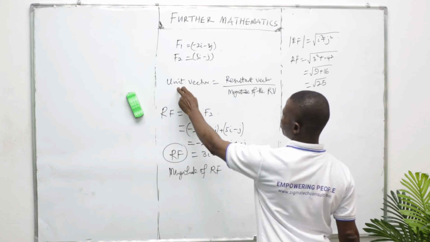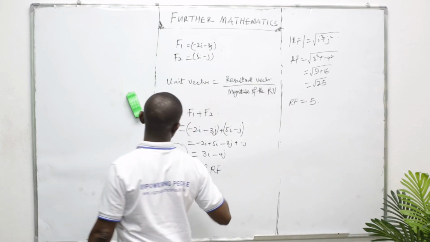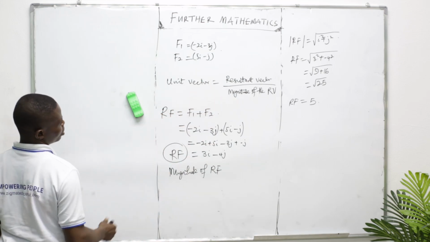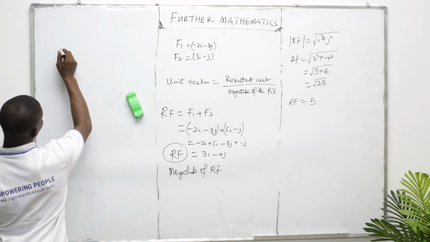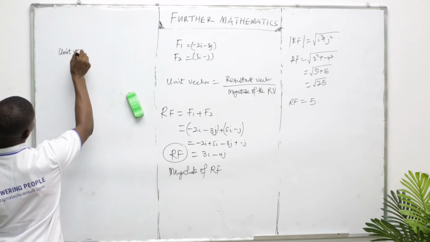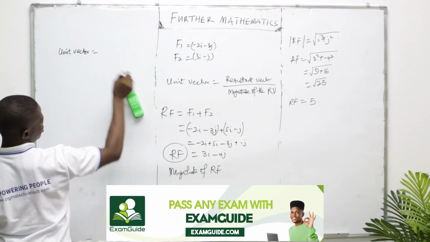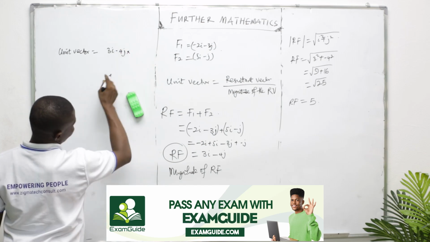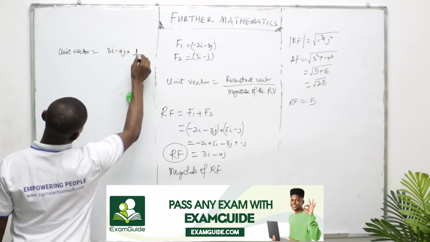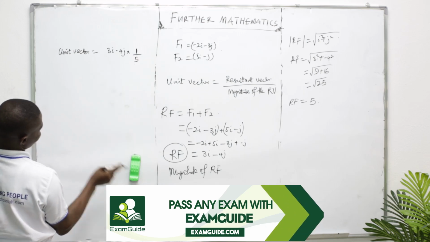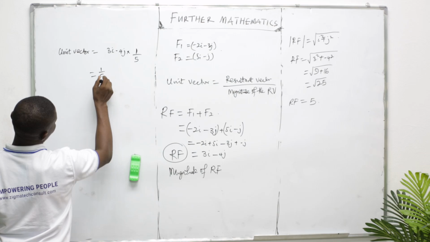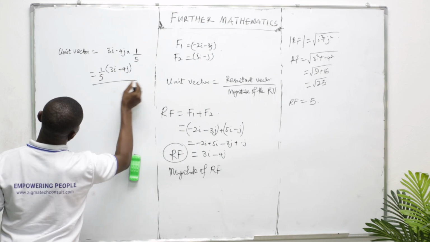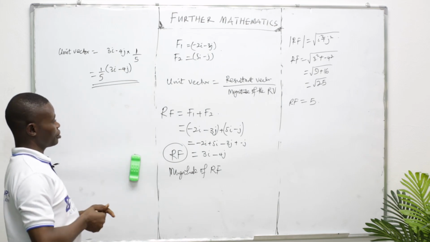Recall, unit vector equals what? Resultant vector all over magnitude of resultant. So what is the resultant vector? Unit vector equals resultant 3i minus 4j times who? 1 over 5. That's the magnitude. To give us 1 all over 5 bracket 3i minus 4j. This is the solution to this question.